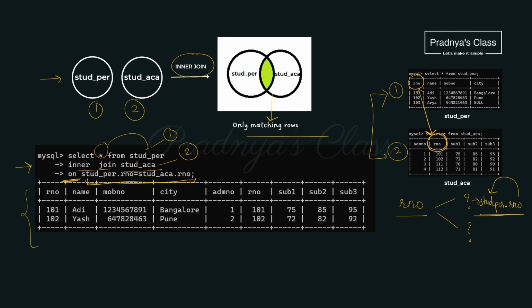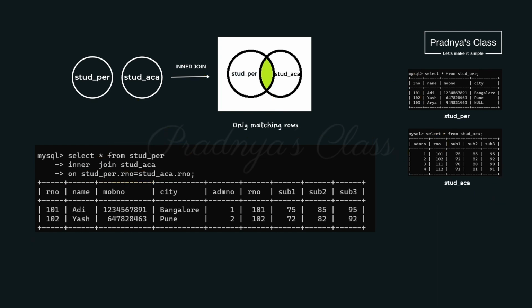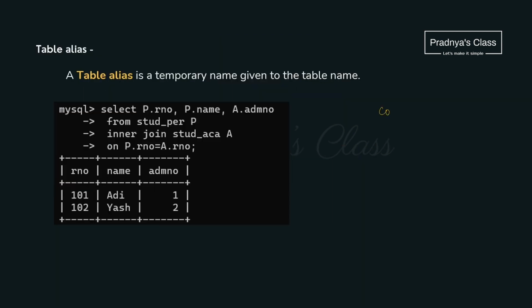Now look at the output. In these two tables, there are only two matching records, with the roll number 101 and with the roll number 102. Hope it is clear to you now what is inner join. To mention the common column from both the tables, we always need to write table name along with that. But it will get complicated sometimes if the table name is lengthy. In that case, we can give table alias to it to make it easy.